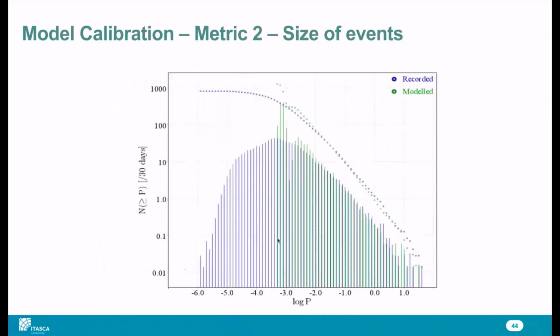The second metric, the one that I mentioned that is really important, is the Gutenberg-Richter plot. We want the model to produce the same hazard as what we observed in the seismic data. So the blue dots are the potency frequency distribution of the actual recorded seismic data, the real seismic data. The green dots represent the seismic events that we extracted from the model.